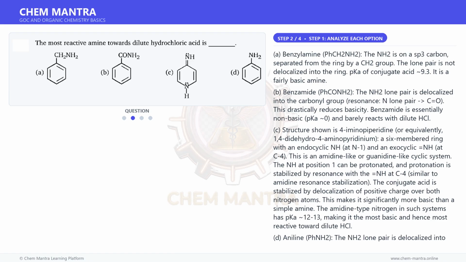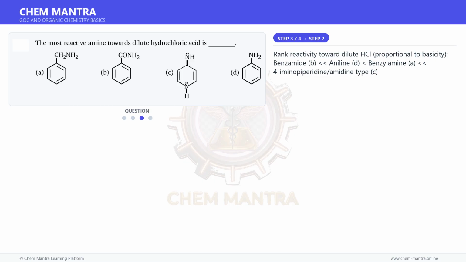The conjugate acid is stabilized by delocalization of positive charge over both nitrogen atoms. This makes it significantly more basic than a simple amine. The amidine-type nitrogen in such systems has pKa 12-13, making it the most basic and hence most reactive toward dilute HCl. D. Aniline, PhNH2. The NH2 lone pair is delocalized into the aromatic ring, reducing basicity, pKa 4.6. Less basic than benzylamine. Moving on to the next step.